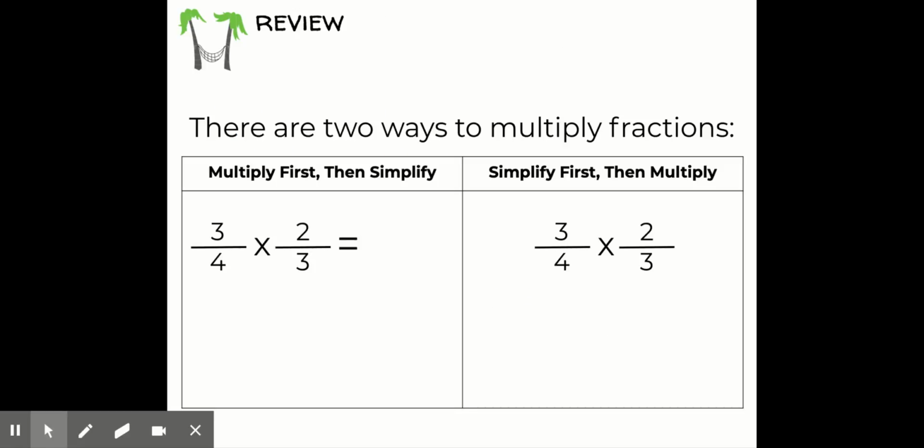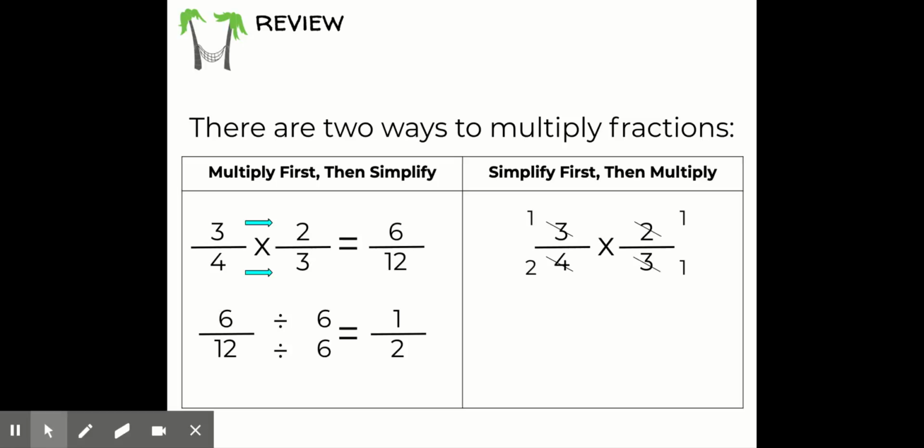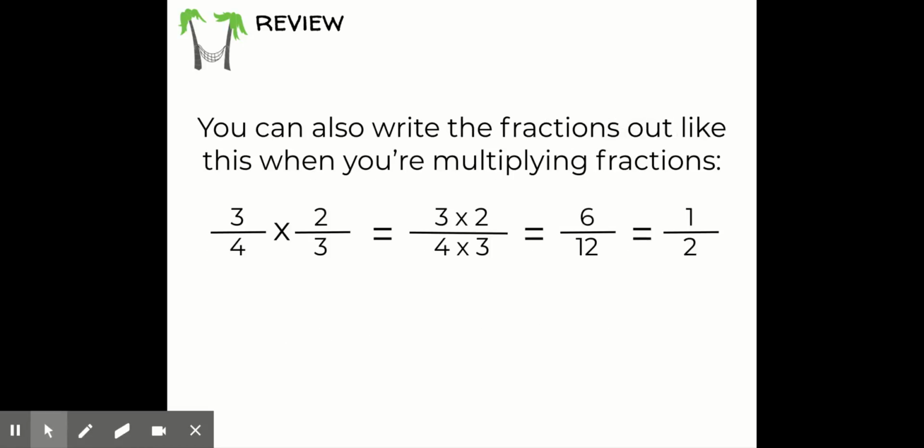There's also two ways to multiply fractions when you're multiplying straight across. You can first multiply the numerators and the denominators, and then you can simplify, like in that first example. You can also simplify first the numerators and the denominators, and then you can multiply across. These two strategies will be helpful today when we're multiplying fractions. You can also multiply the numerators straight across and write your fractions like this, and then simplify in the end.